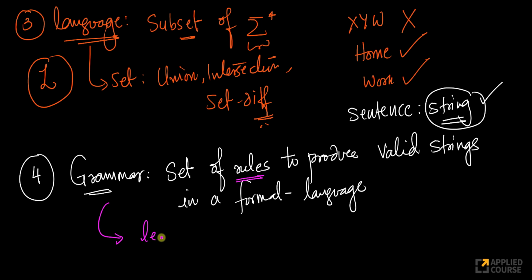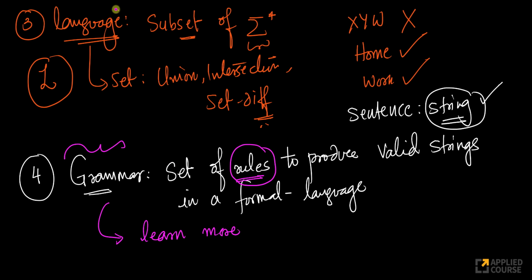We will learn more about grammars. Again, grammars are a very important concept in formal languages. Grammar basically gives us a bunch of rules on how to produce valid strings in a formal language. How do we define these rules? How do we write these rules? We'll learn all of this a little later.